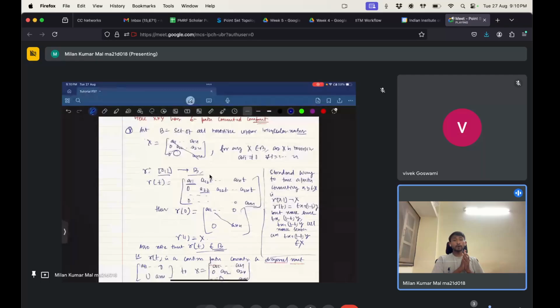The number of path connected components in invertible diagonal matrices is the same as the number of path connected components in invertible upper triangular matrices. But the number of path connected components in the space of all invertible diagonal matrices is 2 to the power n, so that gives that B has 2 to the power n path connected components. Is it clear?